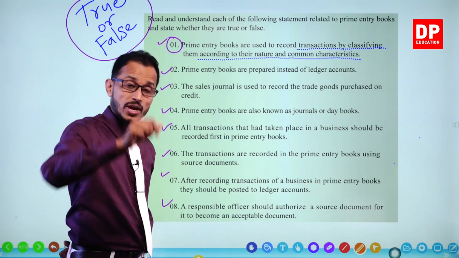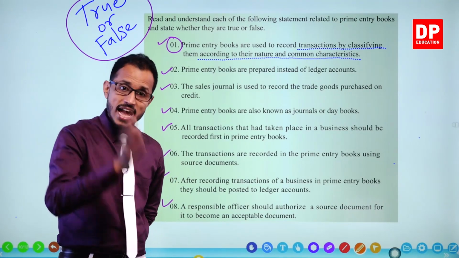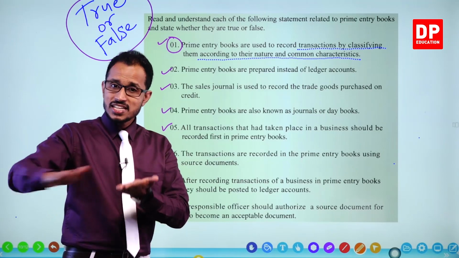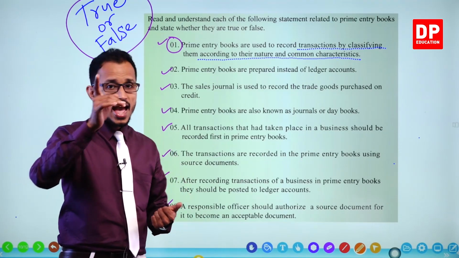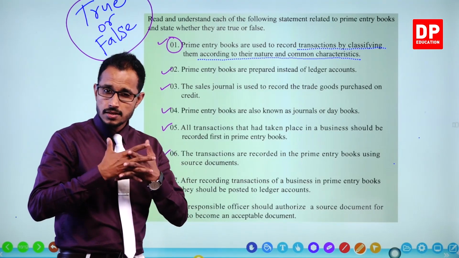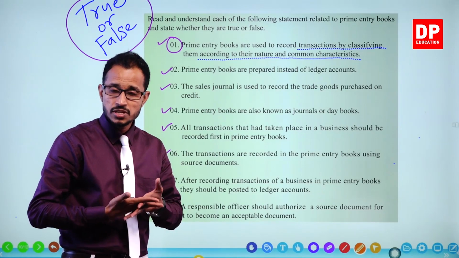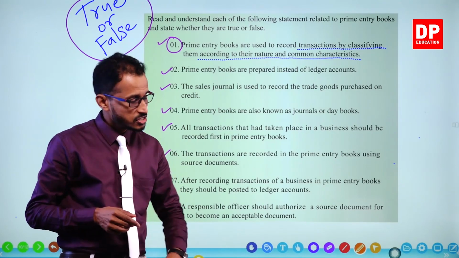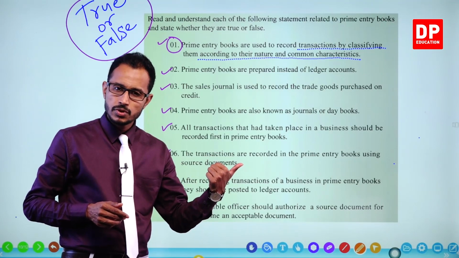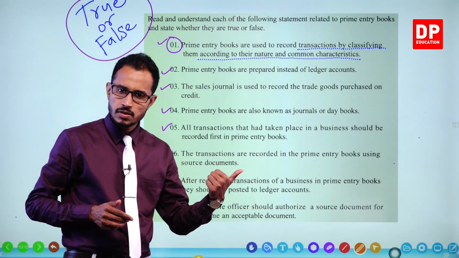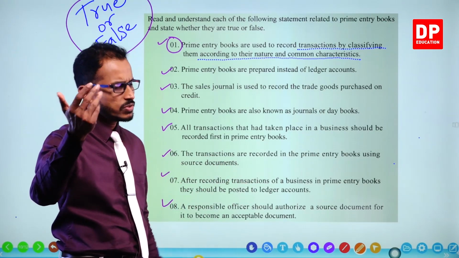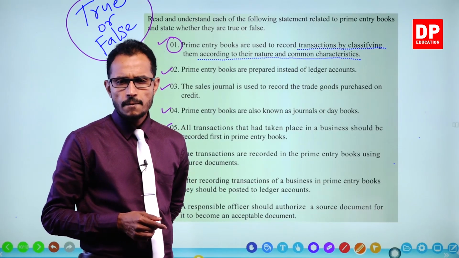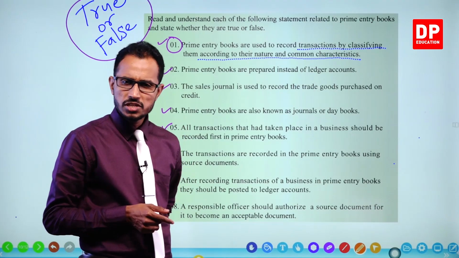That's right. That's how you categorize transactions. It's a cash transaction. Specifically, it's a cash payment. And by considering that nature of the transaction, you decide that this transaction should go to this prime entry book. All right, you tell me to which prime entry book it should be entered. In which prime entry book should it be entered?